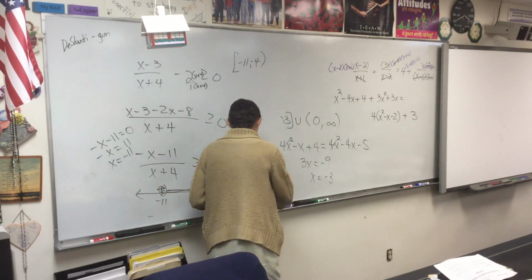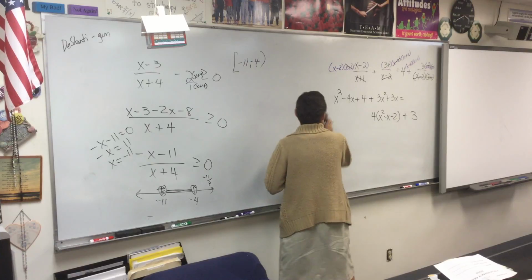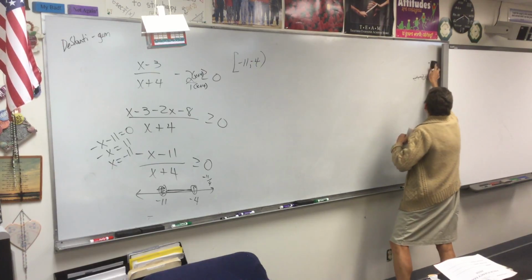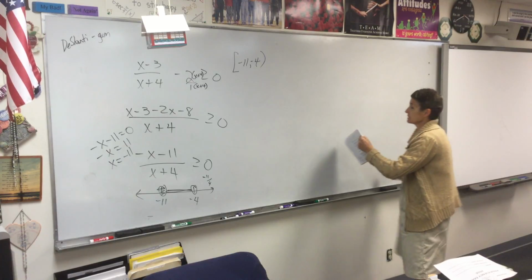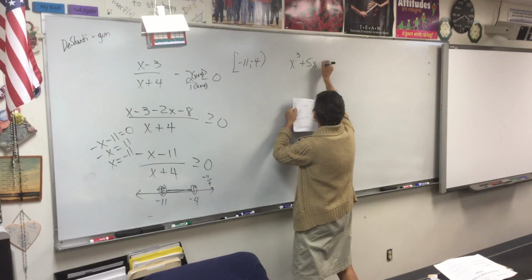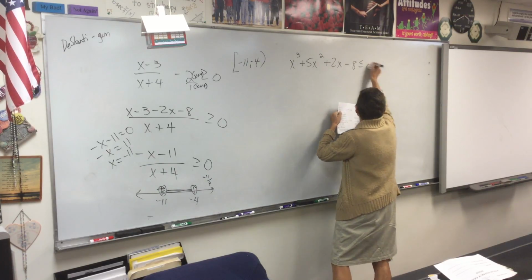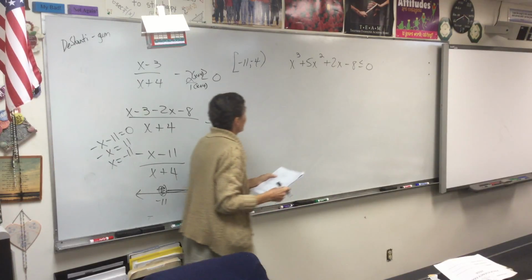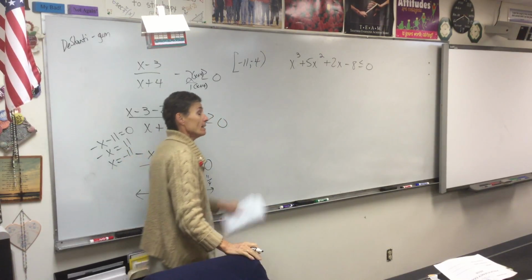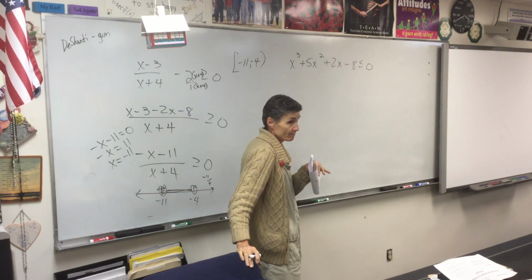All right, maybe we can get the last two done real quick. Here we go. What's my strategy for B? Yep, get 0. We always want to get 0 with our inequalities. So I'll move everything over. And then what? Yeah, I gotta get it factored.